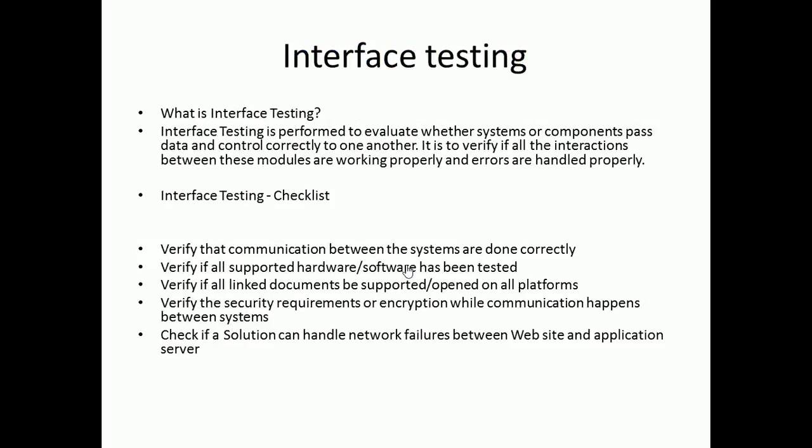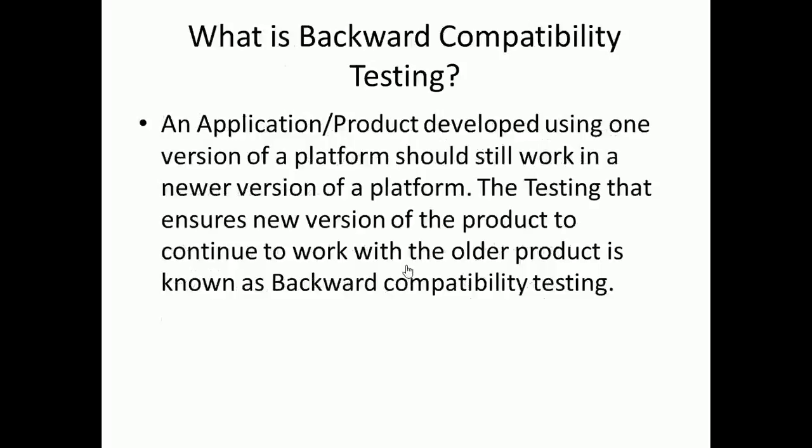Interface testing. What is interface testing? Interface testing is performed to evaluate whether the system or components pass data and control correctly to one another. It is to verify that all the interactions between these modules are working properly and errors are handled properly. Interface testing checklist: verify that communication between systems is done correctly. Verify if all the supported hardware and software have been tested. Verify if all linked documents are supported. Verify the security requirement or encryption while communication happens between systems. Check if the solution can handle network failure between the website and the application server.